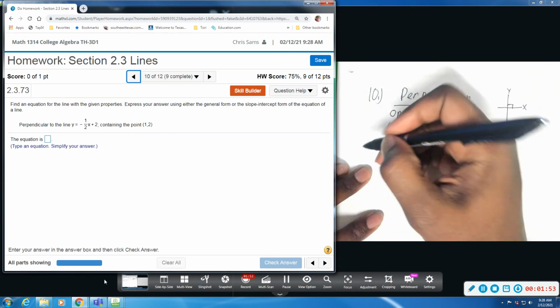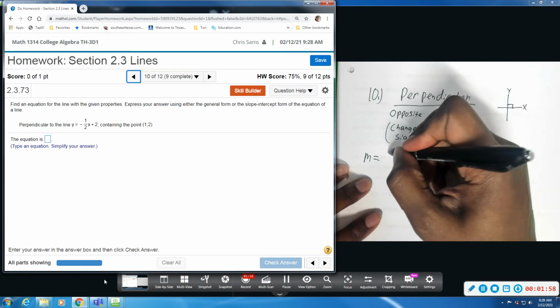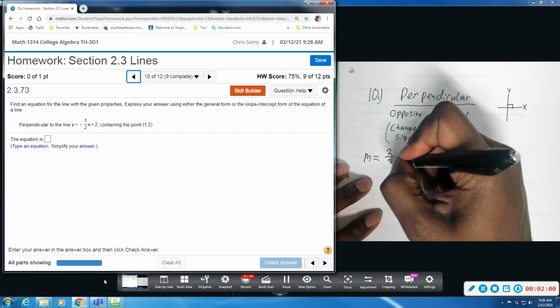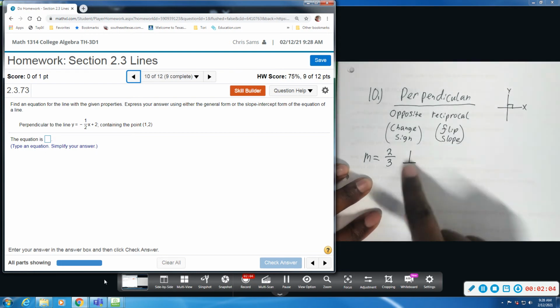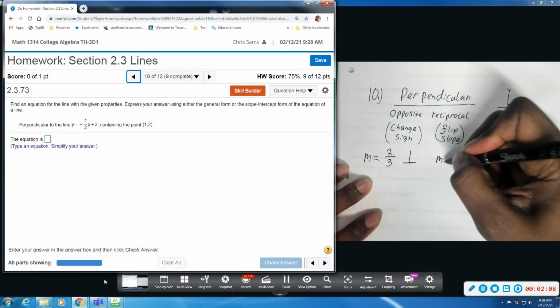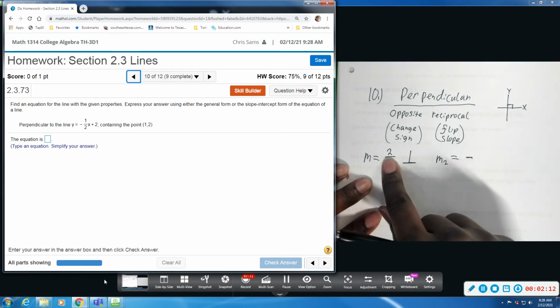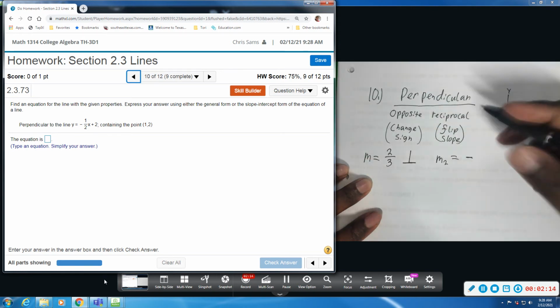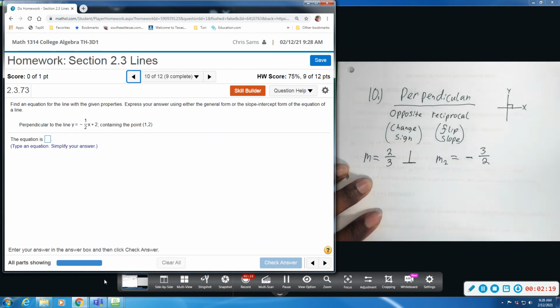So let's say, for example, I have a slope of 2 divided by 3. I want to find the slope of a line that is perpendicular. So this is the image that we get for perpendicular. So my new slope would be negative since this is positive, and then I would flip that. So this would be 3 divided by 2, for example.